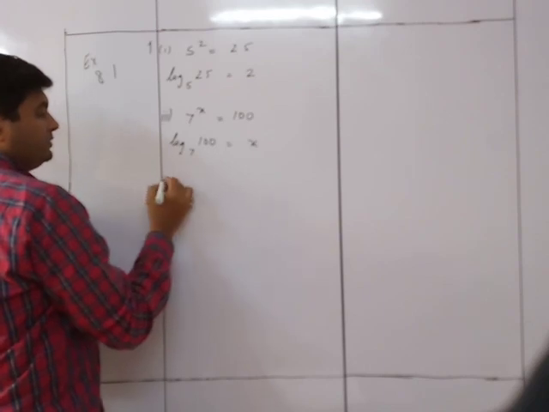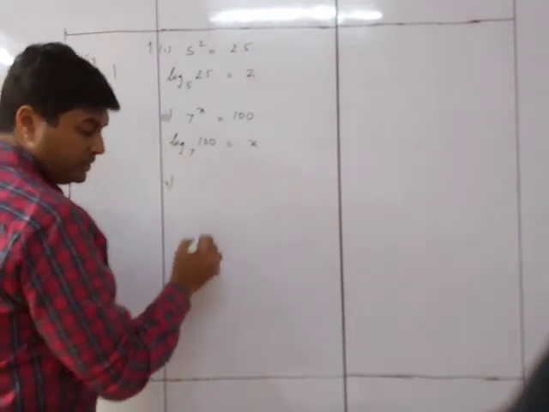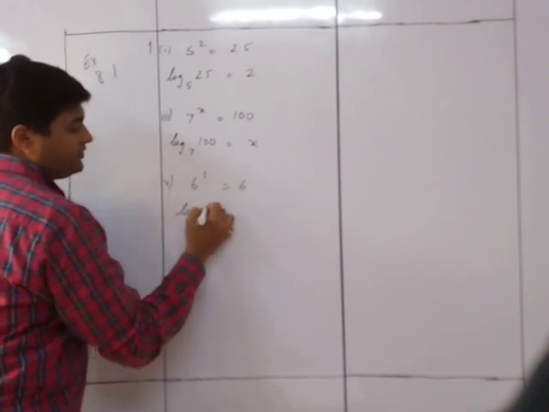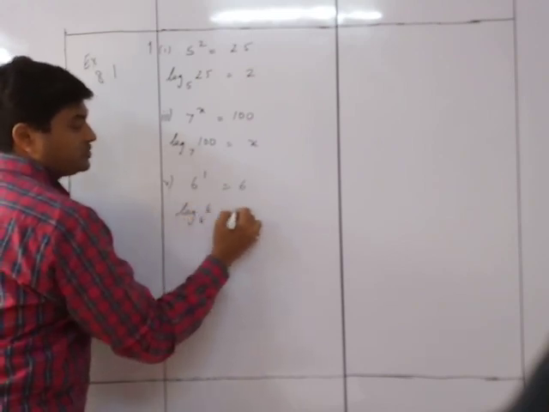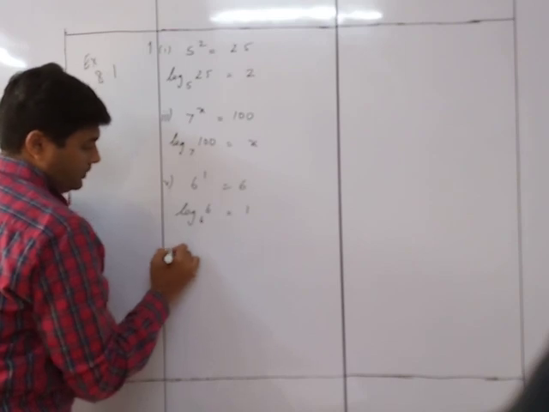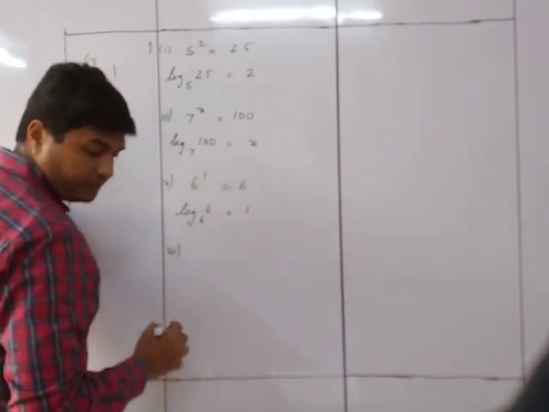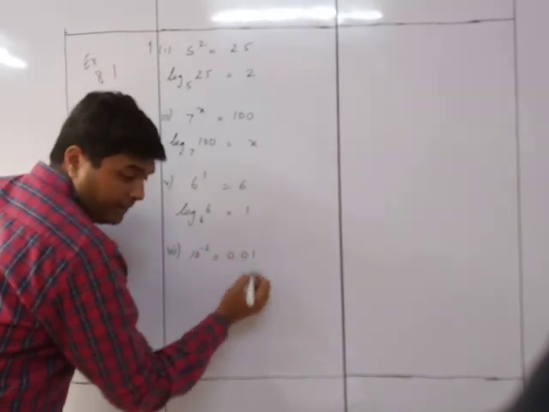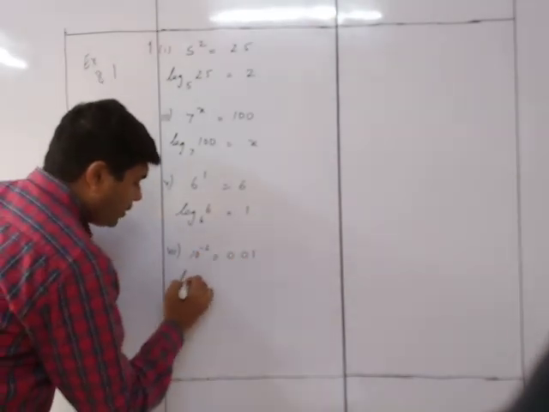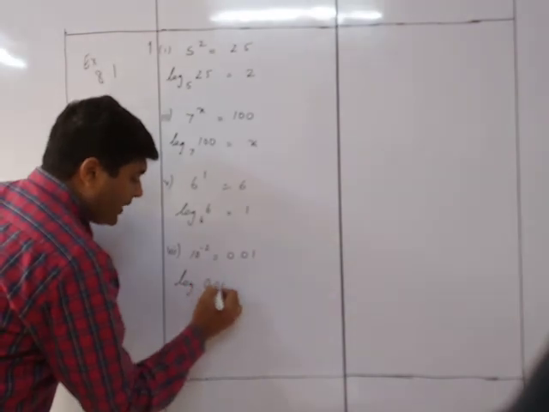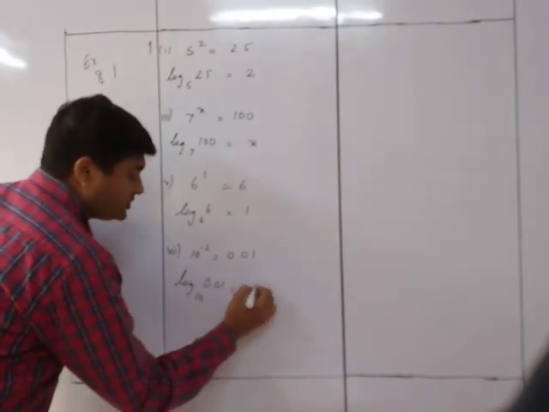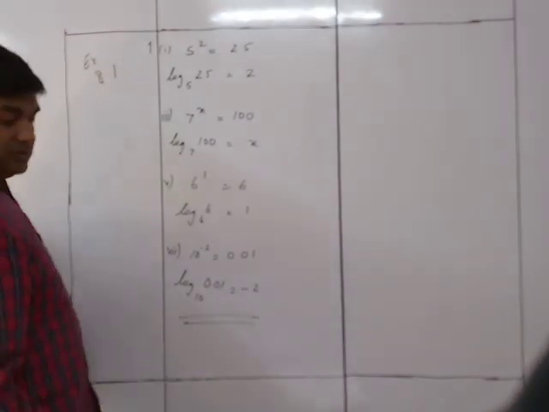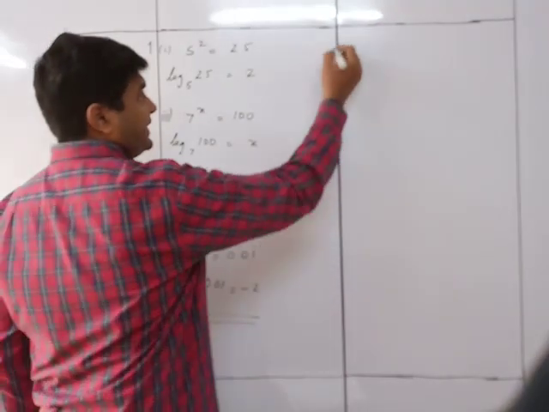We take the next one, fifth one. 6 raised to 1 is equal to 6. So log of 6 to the base 6 is equal to 1. Next one, sum number 7. 10 raised to minus 2 is equal to 0.01. So we say log of 0.01 to the base 10 is equal to minus 2. This was the first part. We move on to the second one.